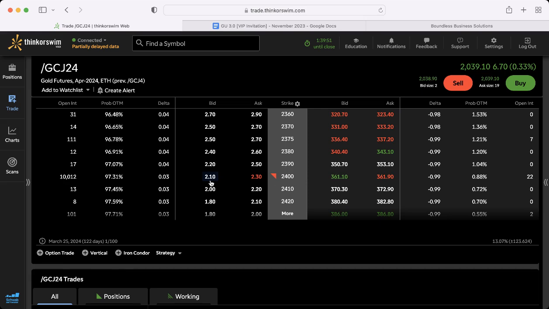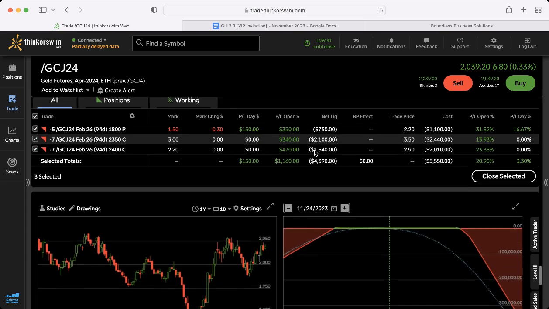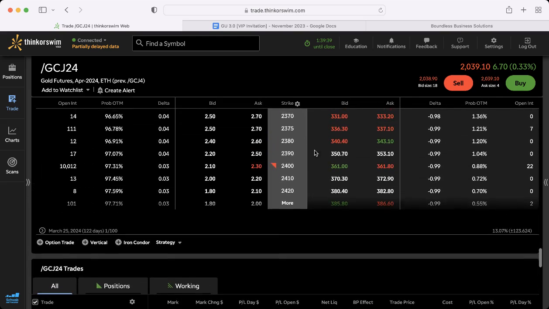Okay, still worth $210 if you were inclined to get into those, which is a pretty good trade. You just got to have the margin money to do that. Okay, that is now. All right. So let's just look at this for a second.